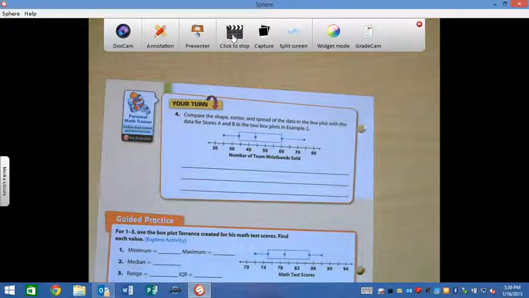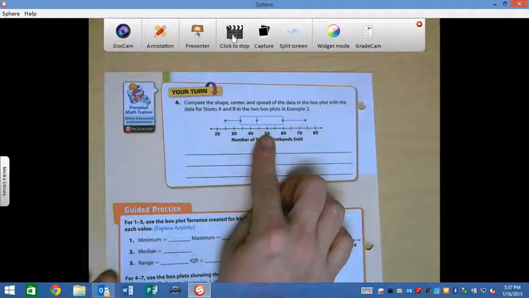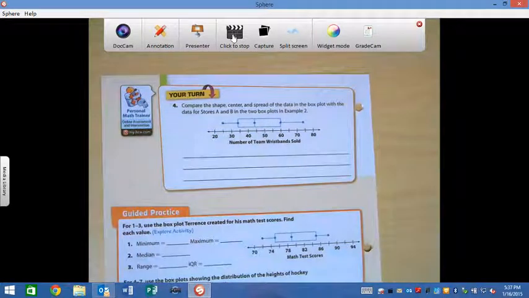So what I put, and once again this is kind of long, so you may need to rewind it so that you can really understand and really hear it. It says, the shape is similar to store A's. The median is greater than store A's, but less than store B's. And the interquartile range is about the same as store A's, but it's longer than store B's. So literally all I did is look at the shape, the center, and the spreads of this one right here in comparison to example 2's different box and whisker plots.